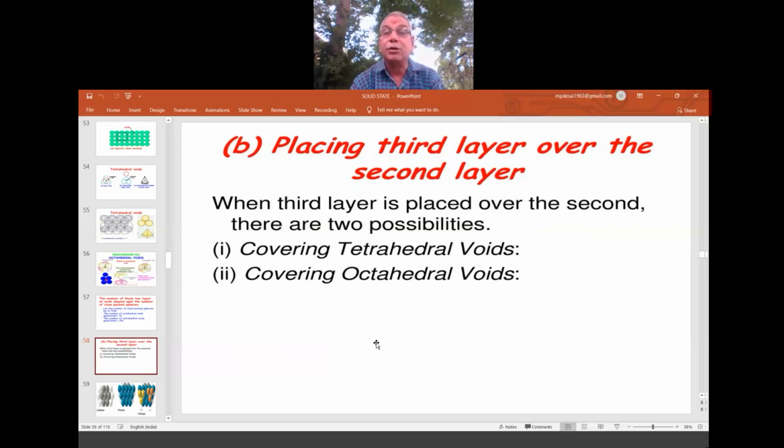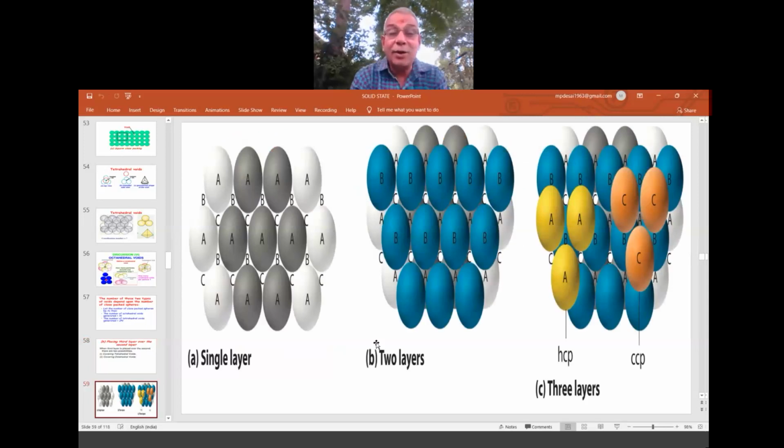Now, placing the third layer over the second layer, in such a way that we cover the tetrahedral voids or the octahedral voids. First, placing the third layer over the second layer in such a way that tetrahedral voids are covered. Okay, please see here. This is one more way of visualizing. There are 2 layers here, so 3 layers.